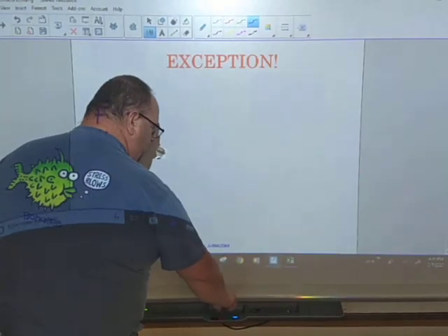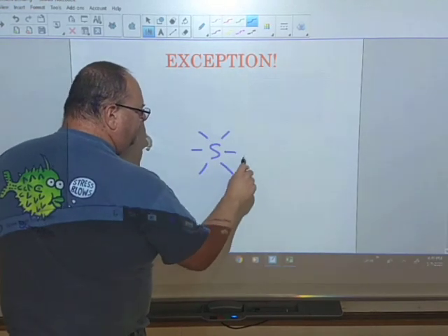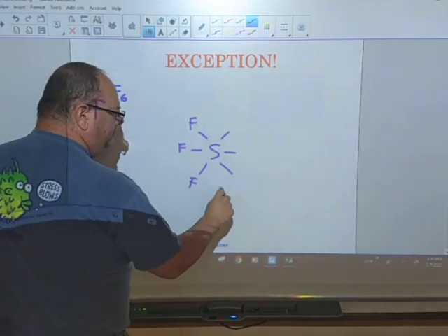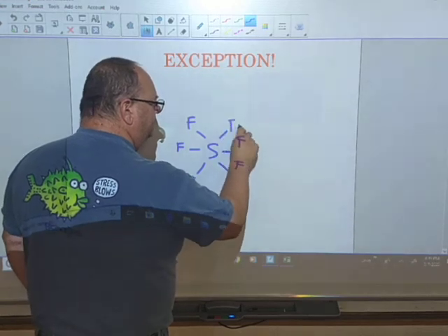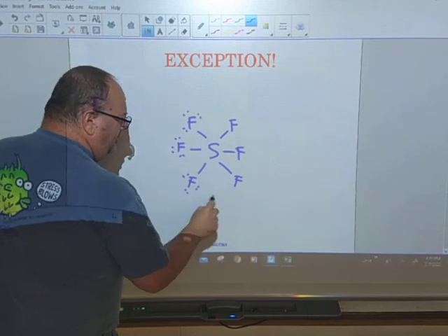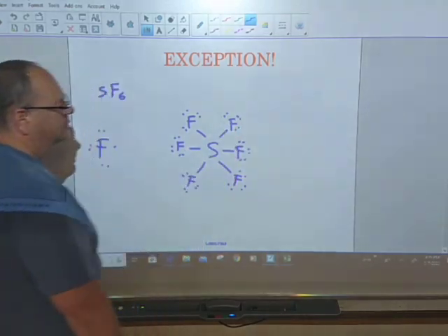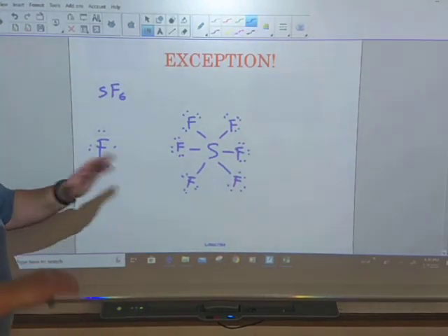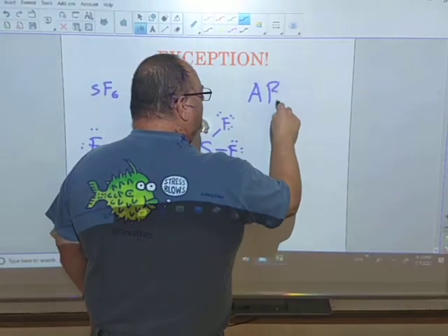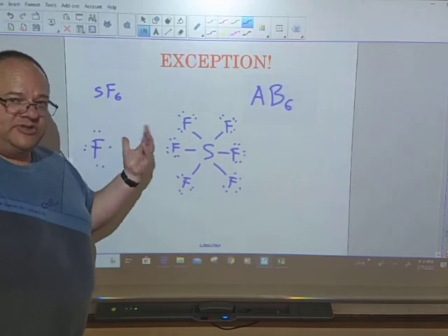So what I'm going to do is just imagine 6 bonds, 6 orbitals, each going to a fluorine. And each fluorine has 3 unshared pairs. Okay, all right, geometry is pretty easy. We got A, central atom, is bonded to 6 atoms. No unshared pairs on the central atom.